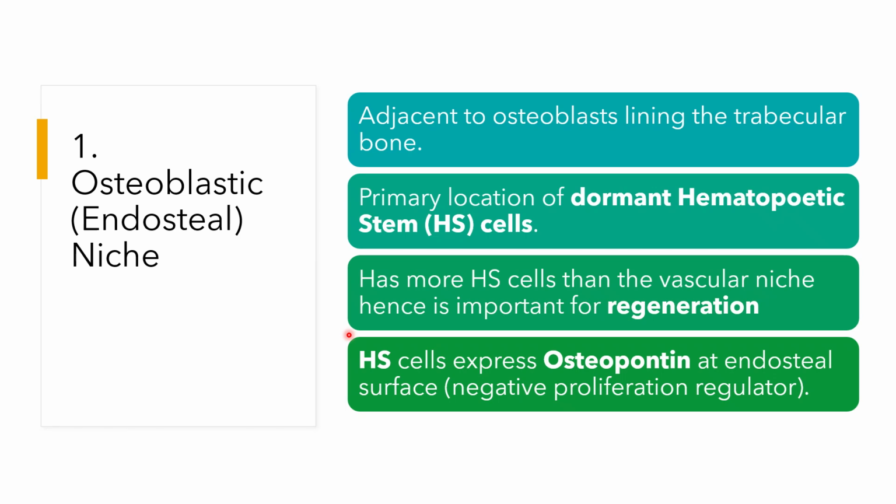What is osteopontin? Osteopontin is a negative regulator of proliferation of these cells. So when it is not required by the body, when we don't need more hematopoietic stem cells to proliferate, osteopontin gives a negative stimulation to the cells to stop proliferation. So when the work of these stem cells is not required at that particular point of time, osteopontin, being a negative proliferation regulator, halts the process of proliferation and regeneration.